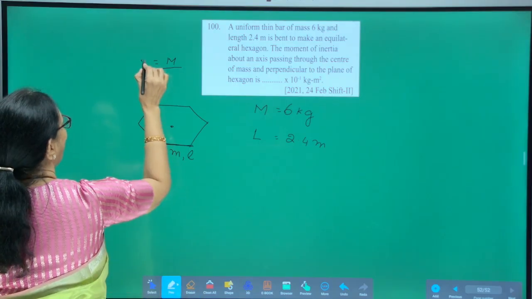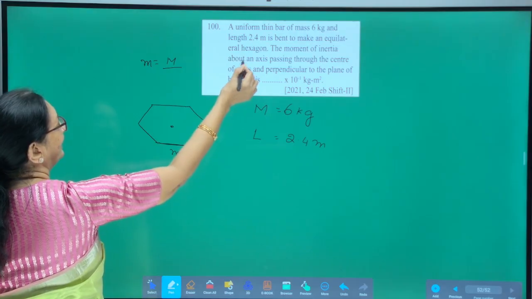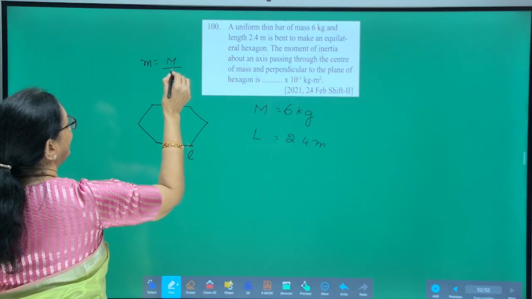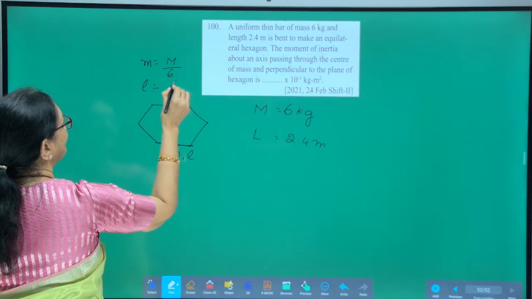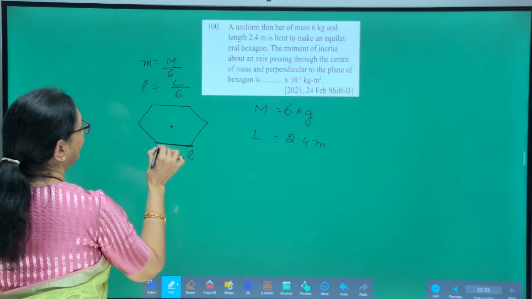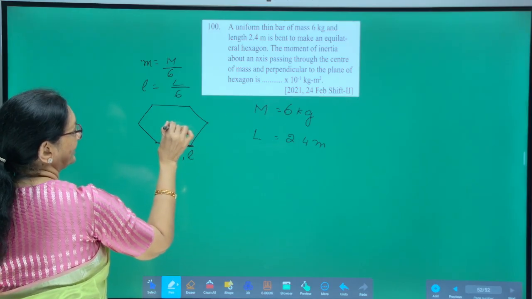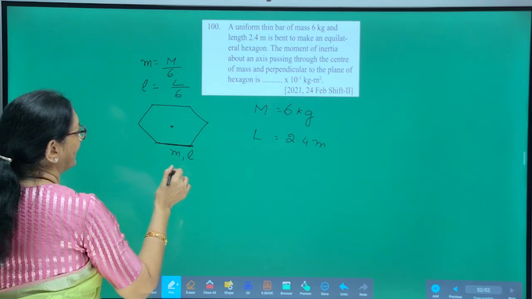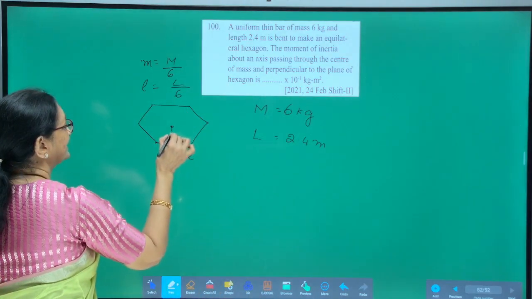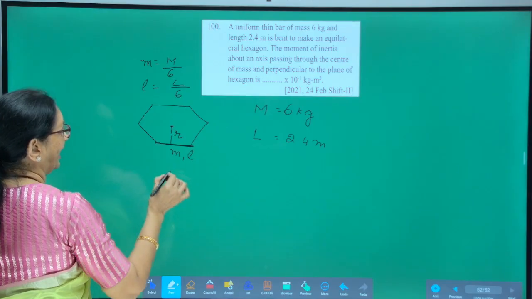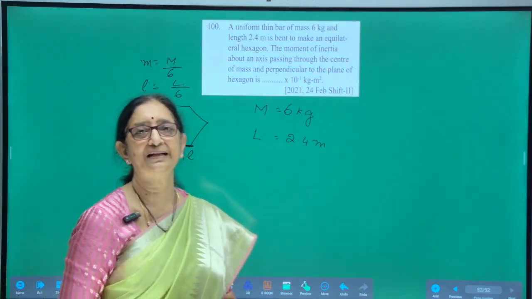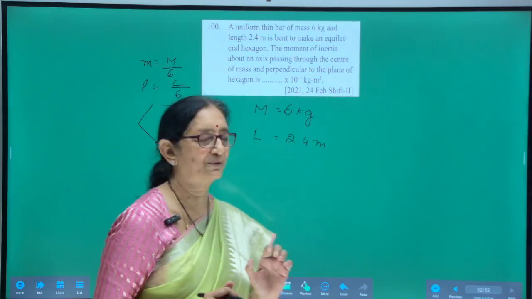We know mass of each side becomes M by 6 because the hexagon has 6 sides. It is an equilateral hexagon. So, mass of each side becomes M by 6, length of each side becomes L by 6. Now, moment of inertia about an axis passing through the center perpendicular to the plane becomes, by using parallel axis theorem, this distance, let us take it as r. Moment of inertia of this rod about the axis passing through its center perpendicular to the plane is ml square by 12.